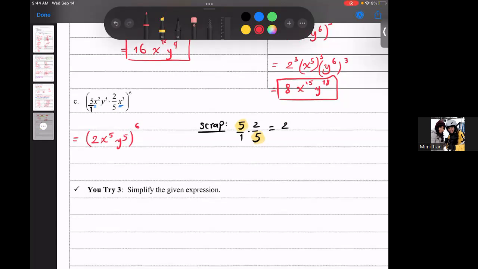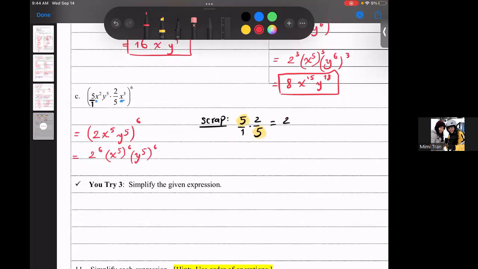Now you distribute the 6. 2 to the 6th, right. X to the 5th to the 6th. And y to the 5th to the 6th. 32 times 2 is 64. 2 to the 6th is 64. X to the 30, y to the 30. That's my answer.